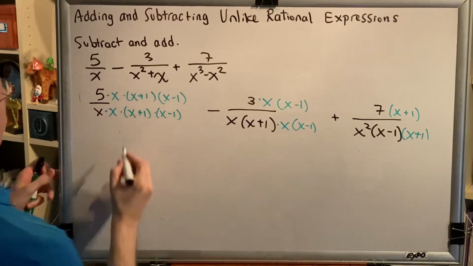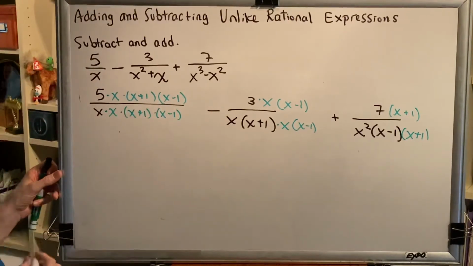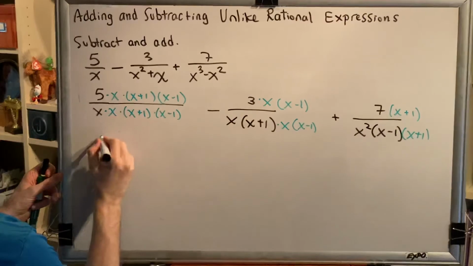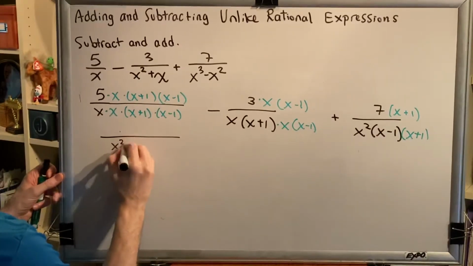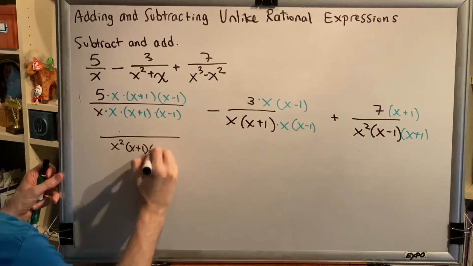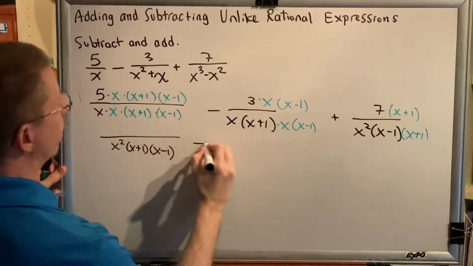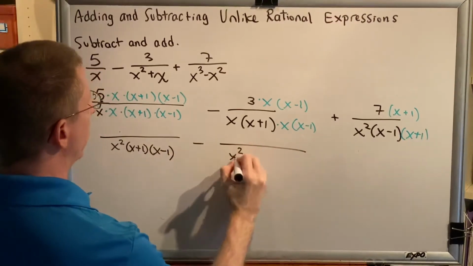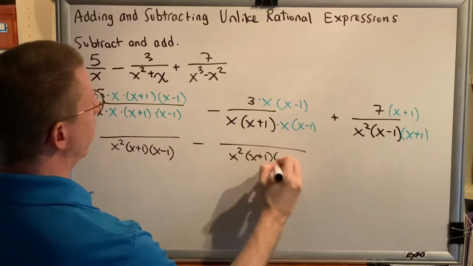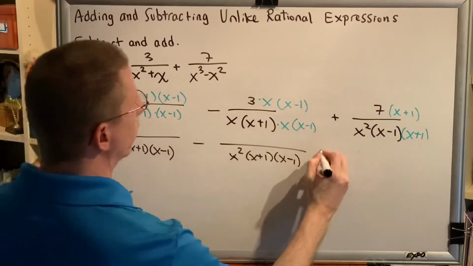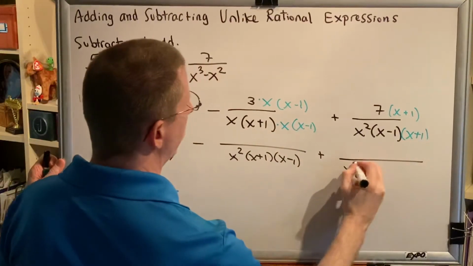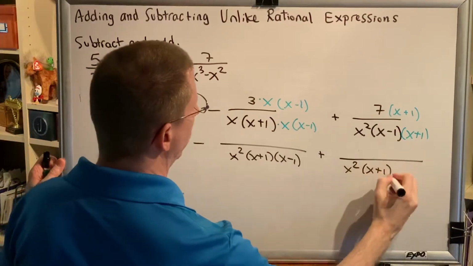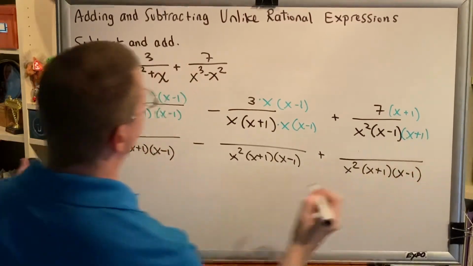We're going to do a little simplifying here. So the first thing I'm going to do is rewrite all of our denominators the same way. X squared, x plus 1, x minus 1.